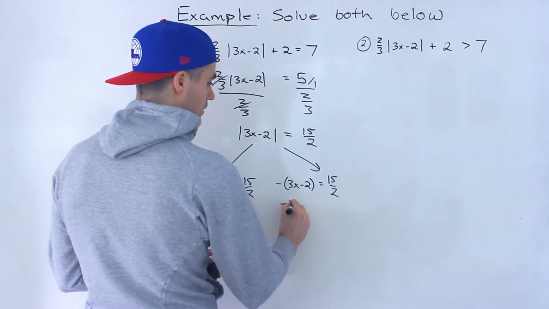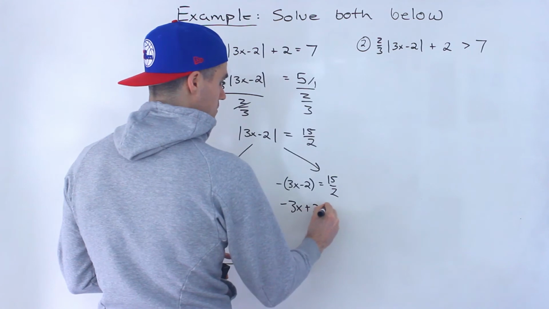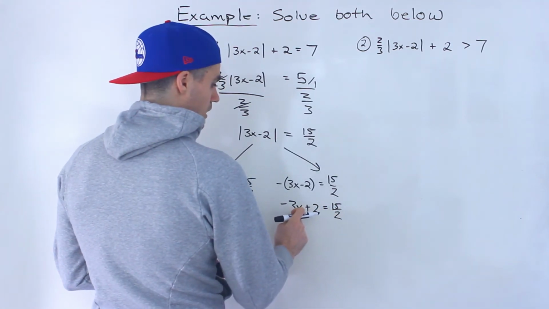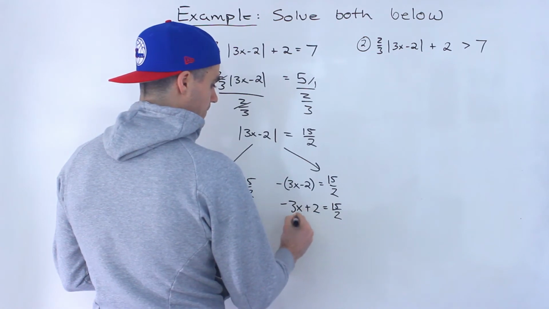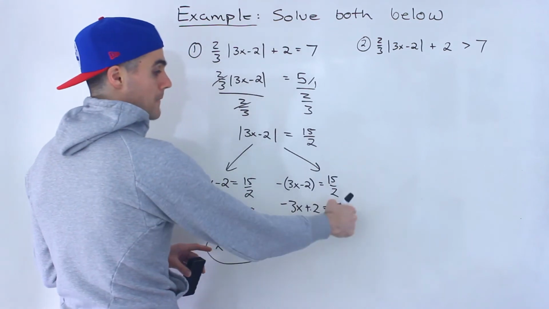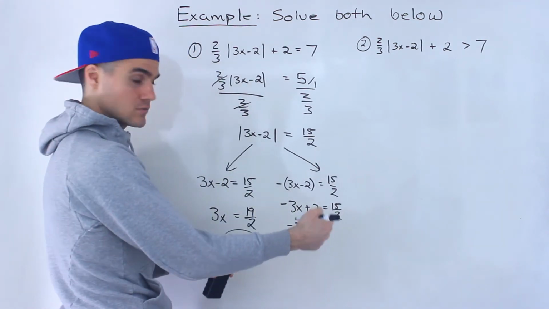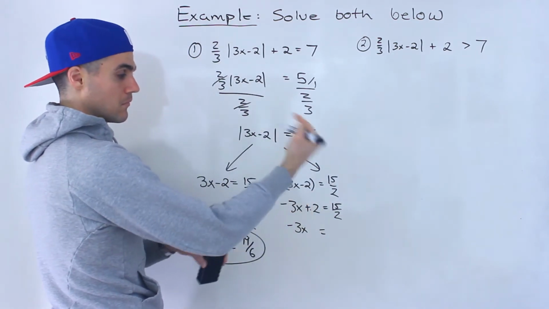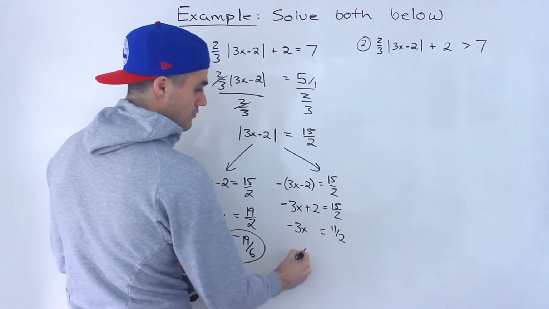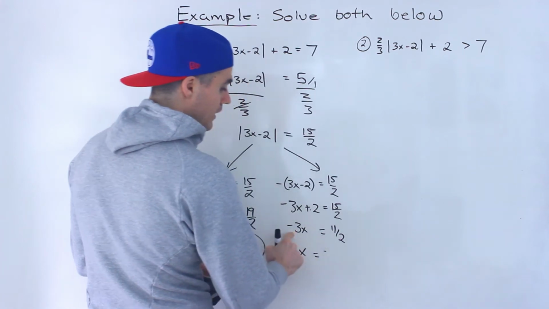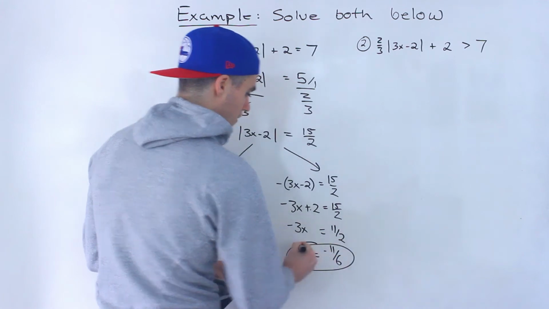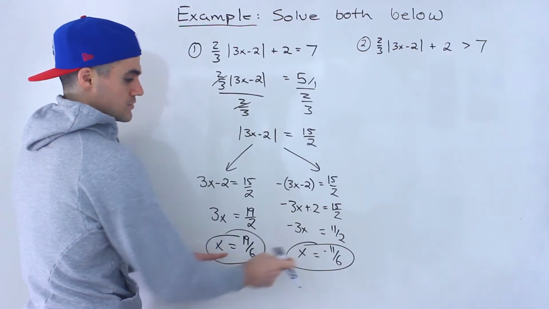Then over here, negative 3x plus 2 equals 15 over 2. Let's actually keep the negative 3x here. This I'll bring over, it'll become a minus 2, so minus 4 over 2. 15 over 2 minus 4 over 2 gives us 11 over 2. Divide both sides by negative 3, and we'd end up with negative 11 over 6. So those are the 2 answers here.